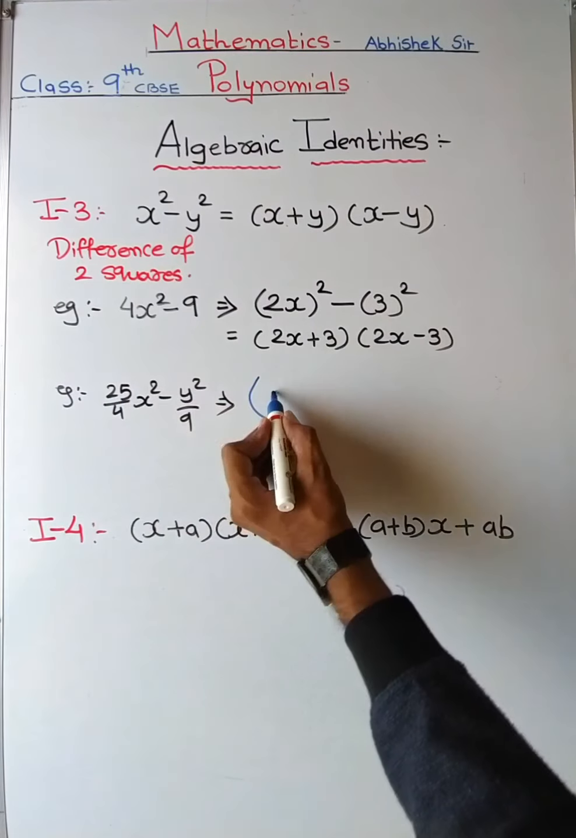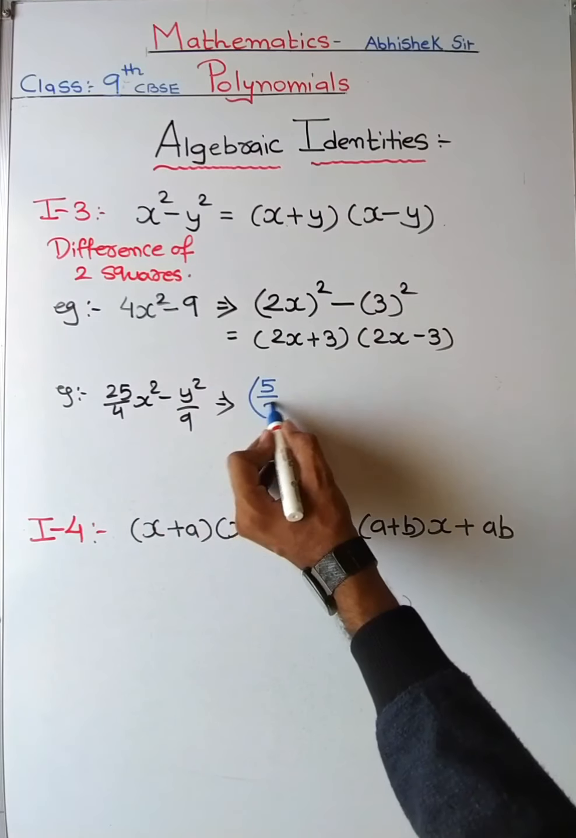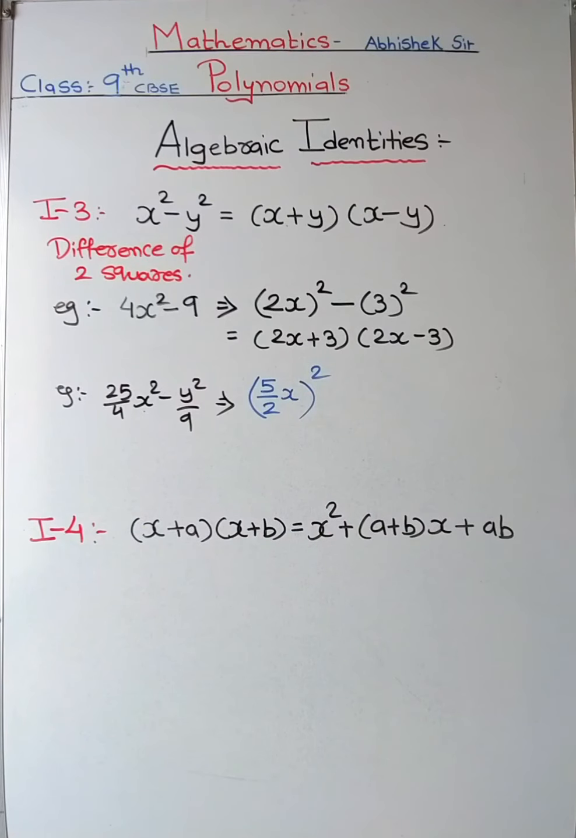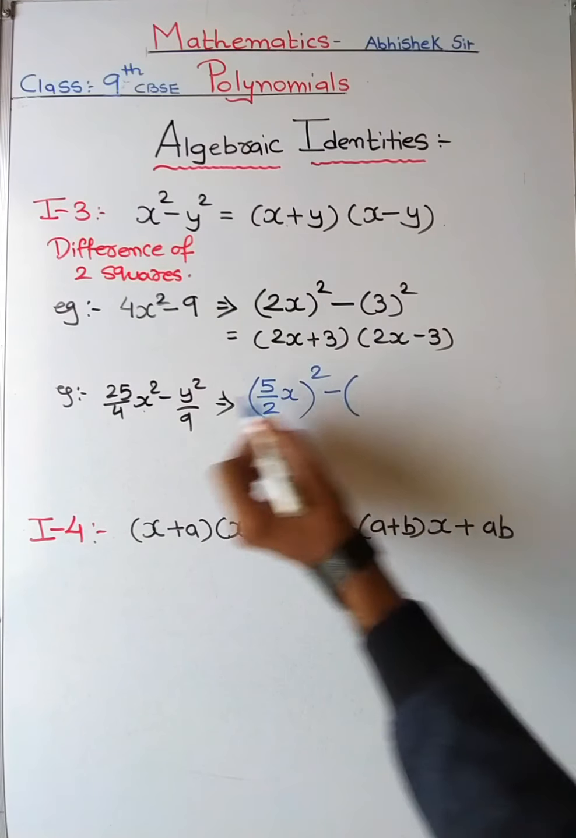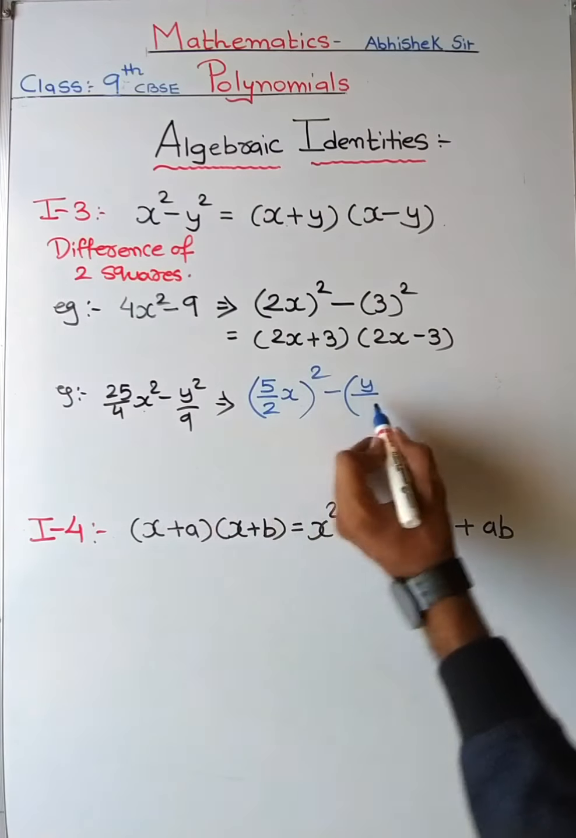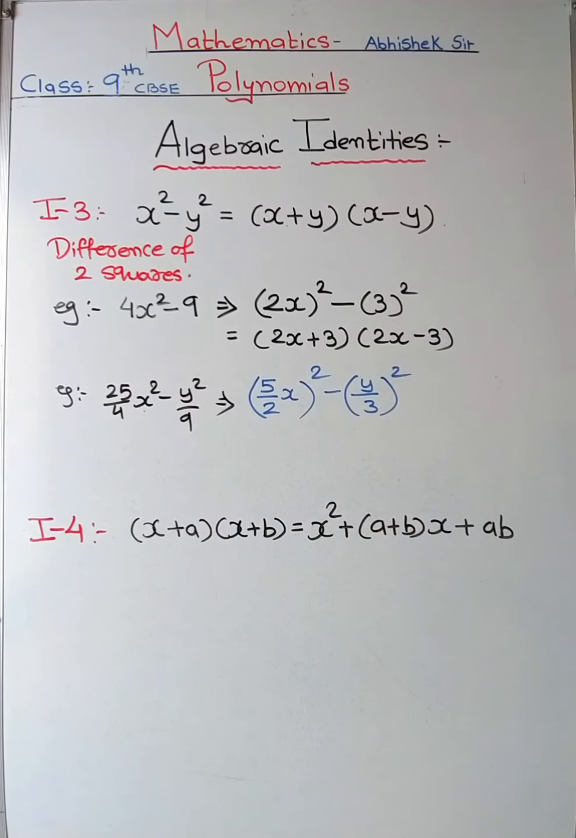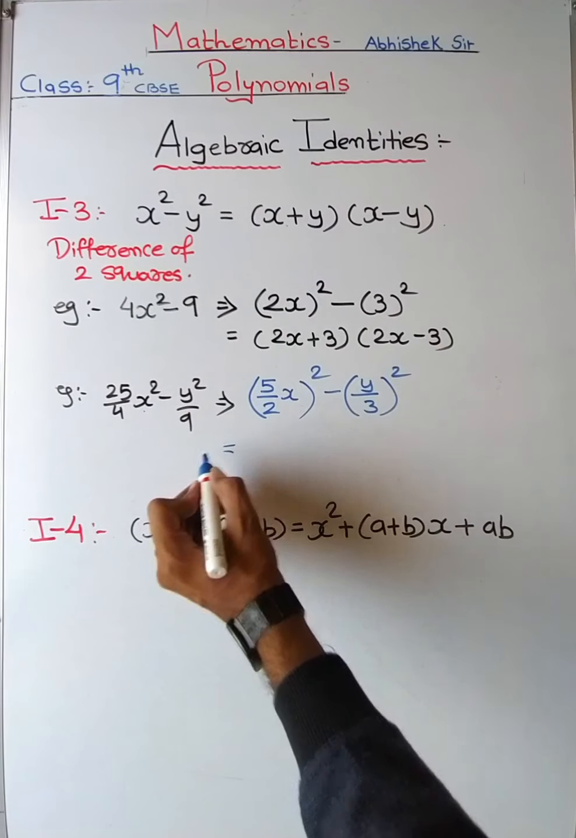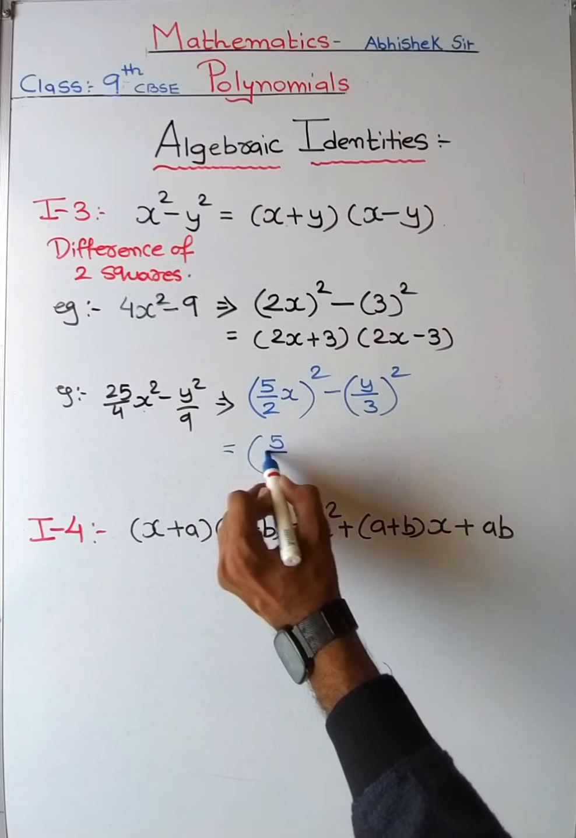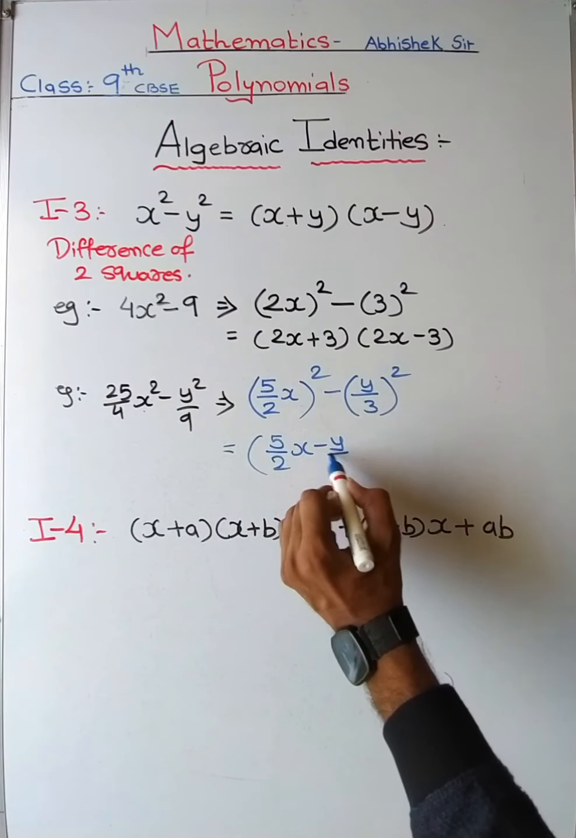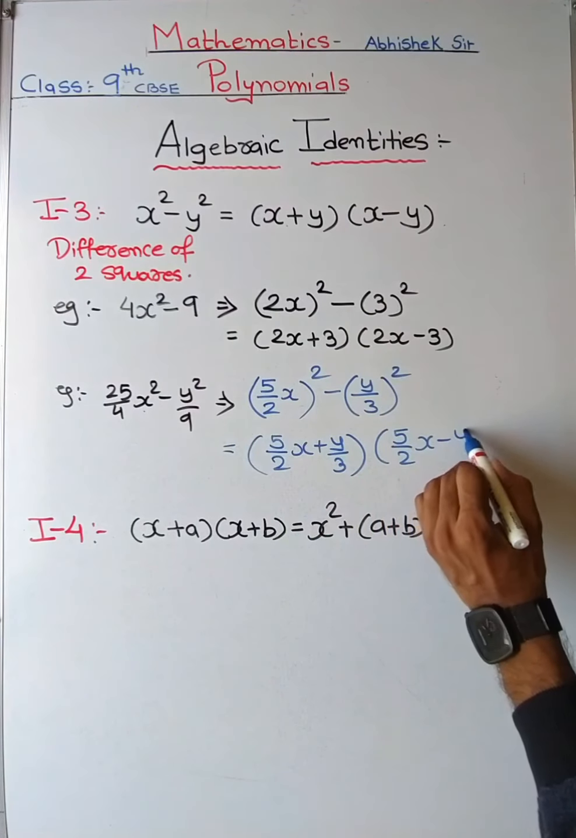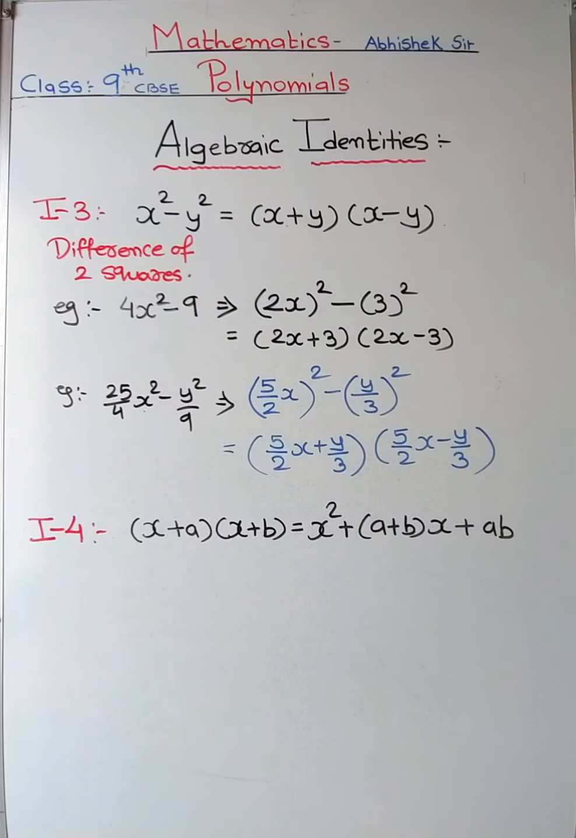Now 25 is the square of 5, 4 is the square of 2, x square is the square of x. So can we write this as 5 by 2x whole square minus y upon 3 whole square. Clear? So I have changed the question and made it similar to the identity. Now what we have to do? We don't have to do anything, just we have to add one time and then we have to subtract one time. So this is how we will solve the third identity.